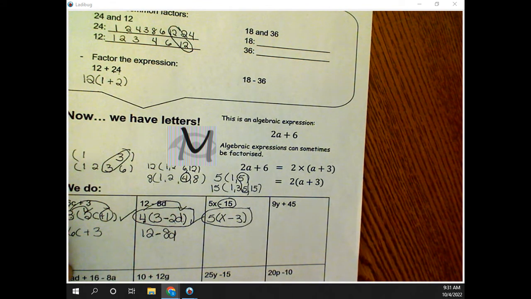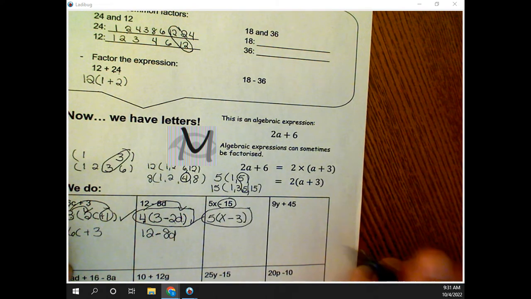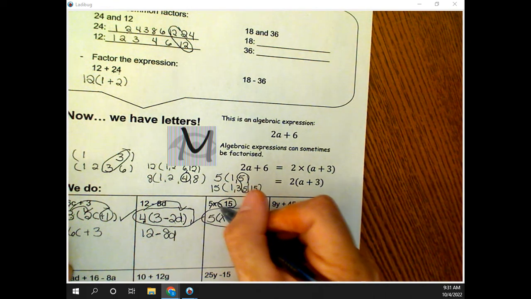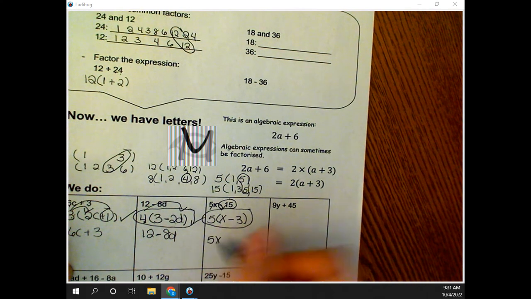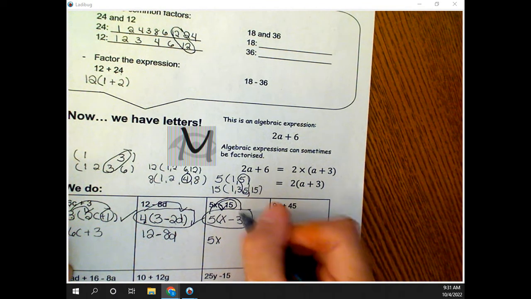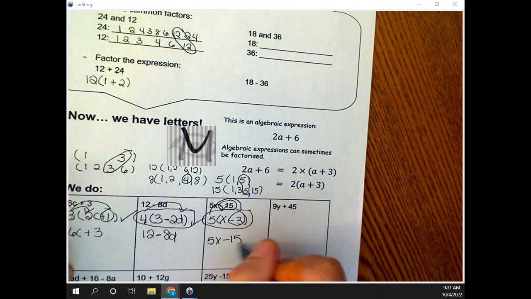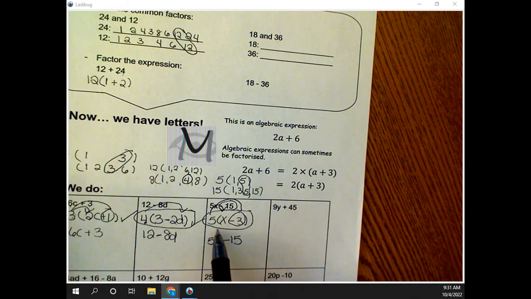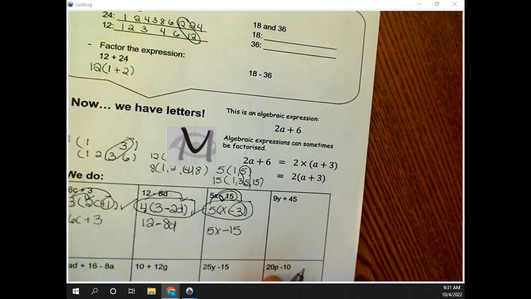However, every time I do this, I need to double check what I'm doing. I double check by doing the distributive property. So 5 times x is what? 5x. 5 times negative 3 is what? Negative 15. So when I do the distributive property, this is me doing the opposite. That's just to double check my work, because it's absolutely silly to not double check my work and then get things wrong.